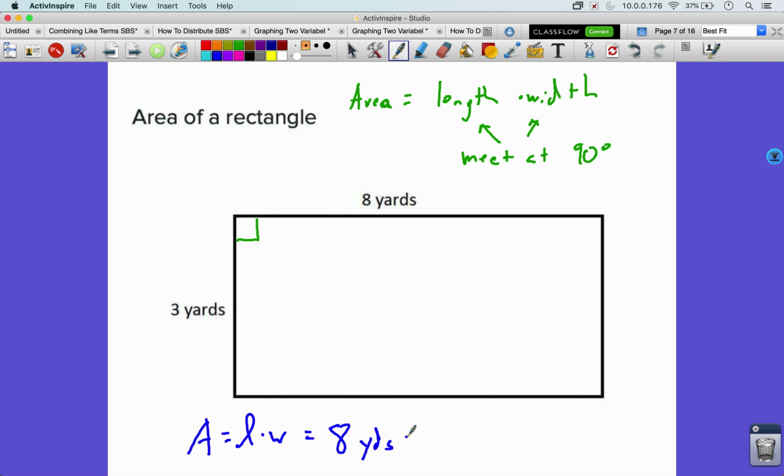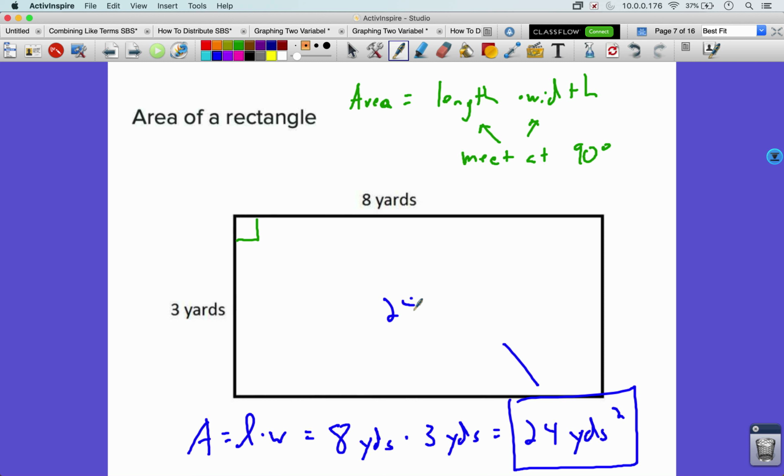I'll keep the unit this time, times the width is 3 yards. And this becomes 8 times 3, 24. Yards times yards becomes yards squared. Or how we say that is we say square yards. So 24 square yards. And that is the area of this rectangle.